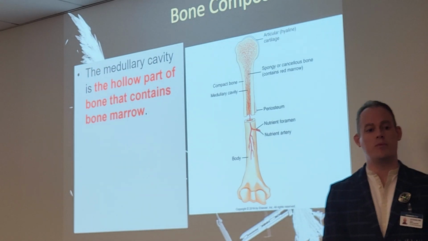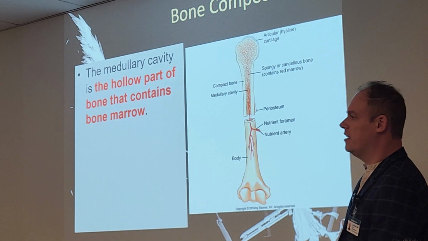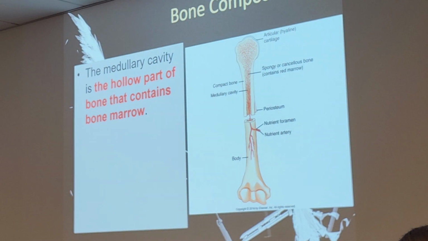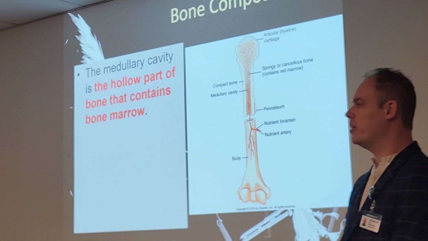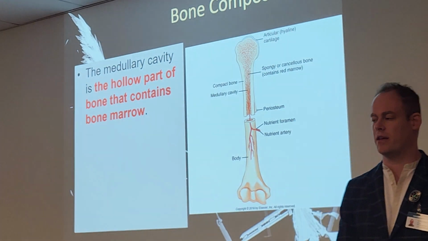Okay, medullary cavity. It's going to be the central portion of that long bone. That's a hollow area in the center of the bone shaft, and that's going to contain your bone marrow. That's where that bone marrow is actually formed, inside the bone, that medullary cavity.